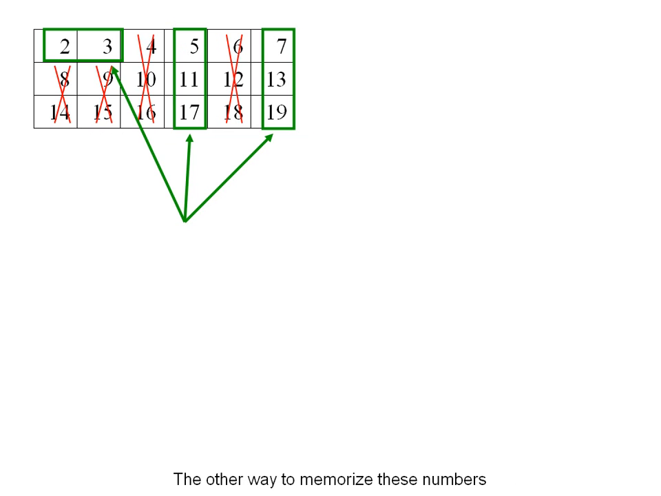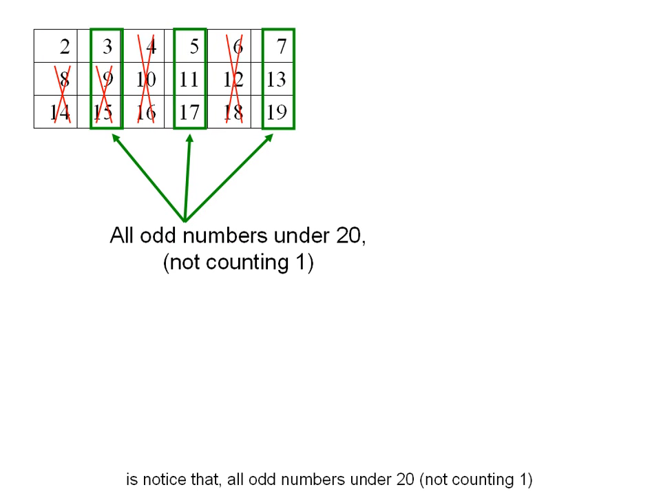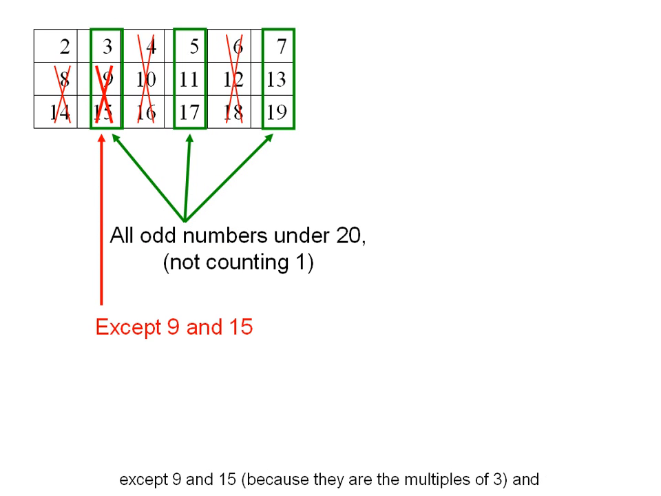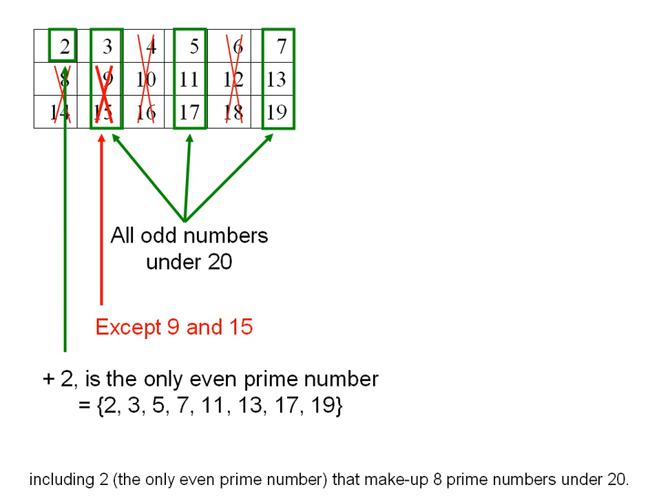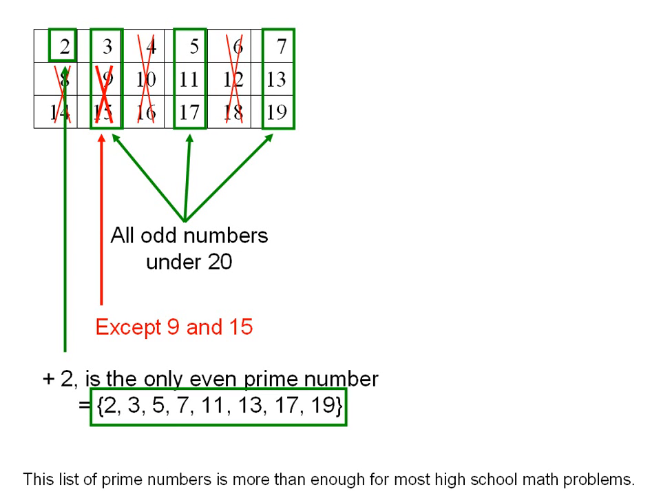The other way to memorize these numbers is to notice that all odd numbers under 20, not counting 1, except 9 and 15 because they are multiples of 3, and including 2, the only even prime number, make up the 8 prime numbers under 20. This list of prime numbers is more than enough for most high school math problems.